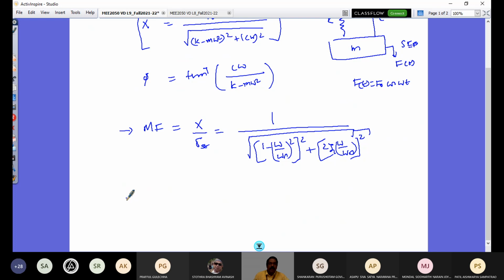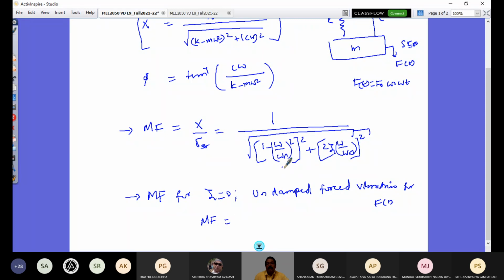And this magnification factor, for zeta value equal to 0, refers to undamped forced vibration for f of t. So what was our expression for the magnification factor? When you substitute zeta as 0, I'm going to have 1 by under root of 1 minus omega by omega n whole square.